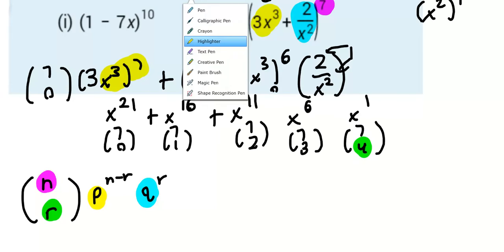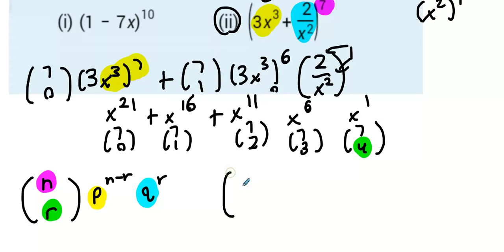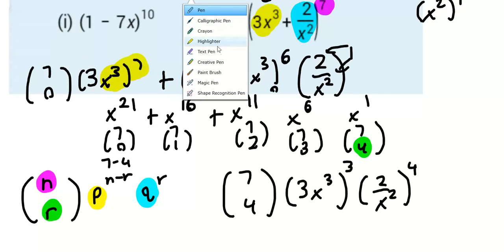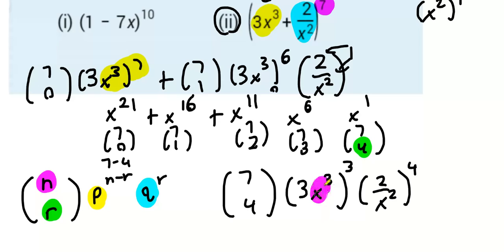So what we're going to have here is the following. We're going to have 7 choose 4, which you already knew. We're going to have 3x cubed to the power of, what's it, 7 minus 4, which is 3. And then the other one to the power of 4.